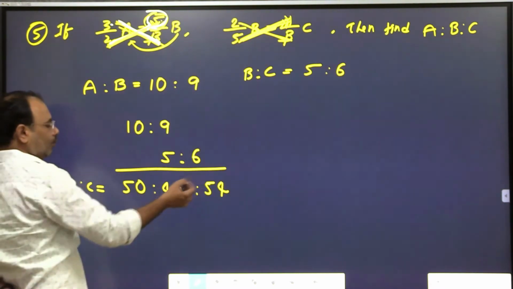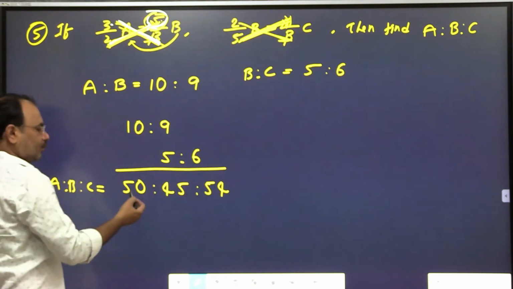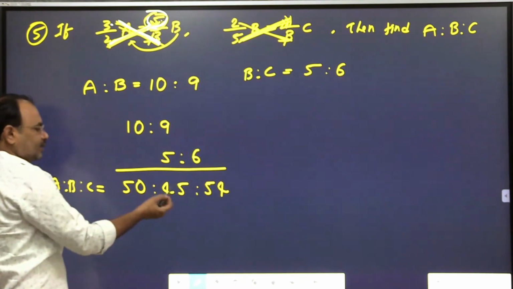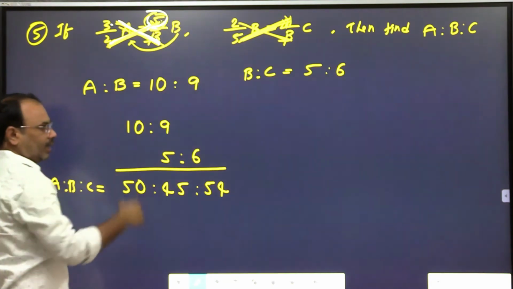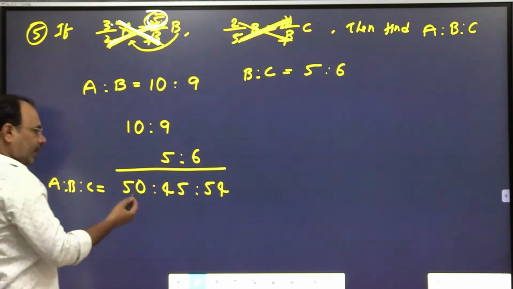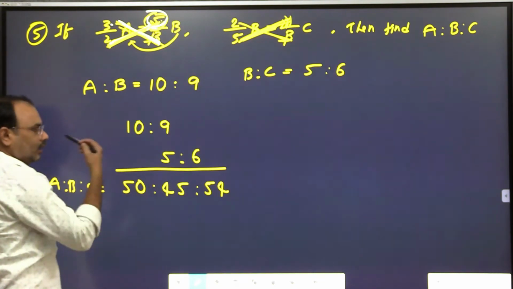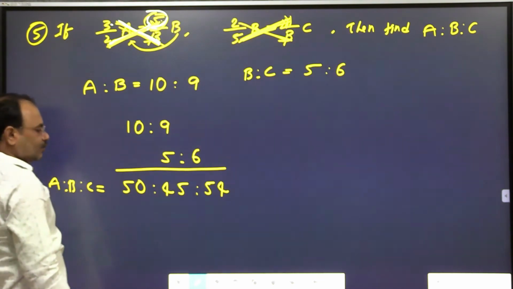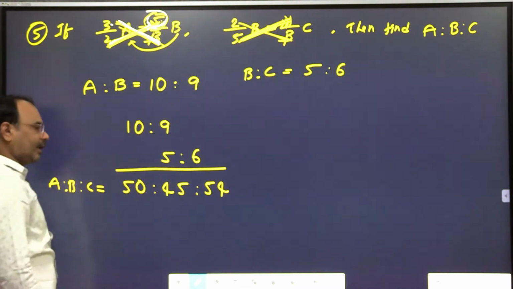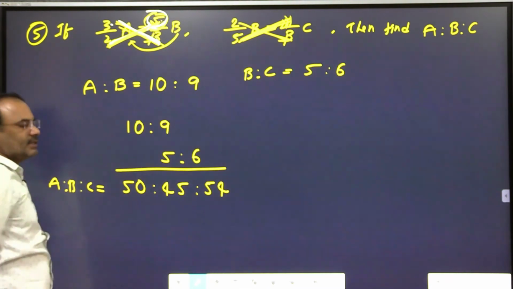కంపల్సరీ ఒకే టర్మ్తో మల్టీ క్యాన్సల్ చేయాలి. 5తో తీసుకుందాము అనుకుంటే 50, 45 these two can be cancelled, but 54 cannot be cancelled by 5. If you take 2 తీసుకుందామంటే 50 and 54 can be cancelled by 2 but not 45. ఓకే, 3తో తీసుకుందామంటే 45 and 54 can be cancelled by 3 but 50 is not cancelled by 3.